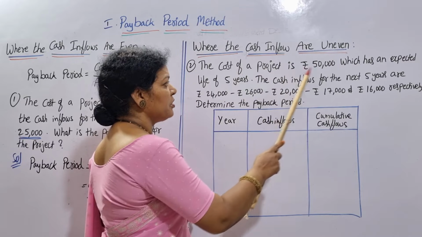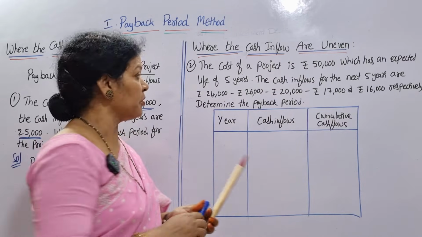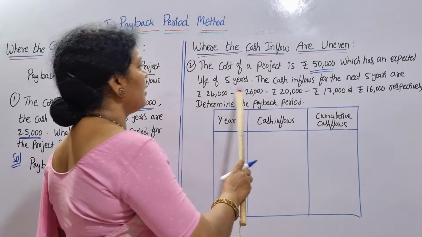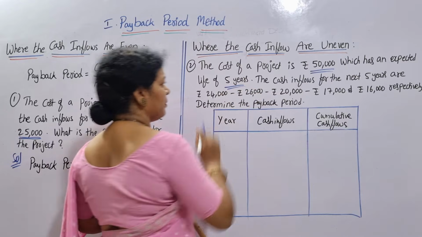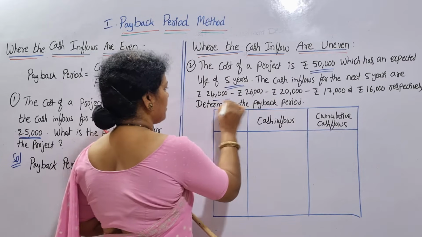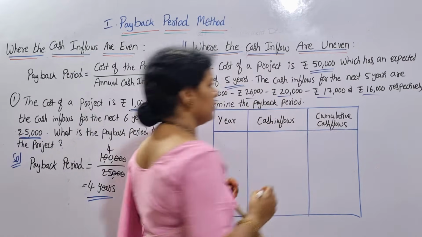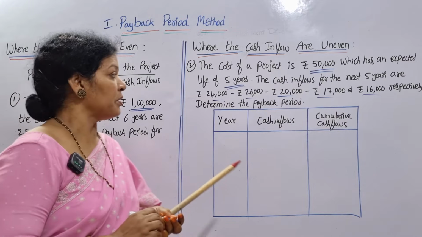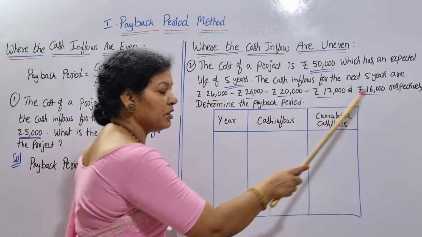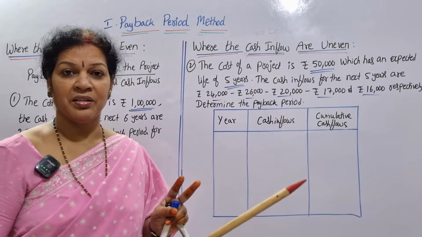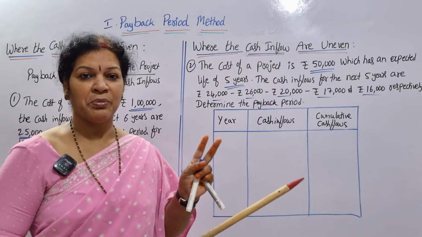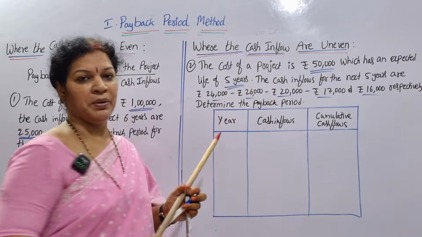The cost of a project is 50,000, which has an expected life of 5 years. Its life is 5 years. The cash inflows for the next 5 years are this much: first year, second year, third year, fourth year and fifth year, respectively. If you see the inflows, 24,000, 26,000, 20, 17, 16, they are not even. All the inflows are uneven, not equal. Then you have to prepare the table. What they are asking? Determine the payback period.